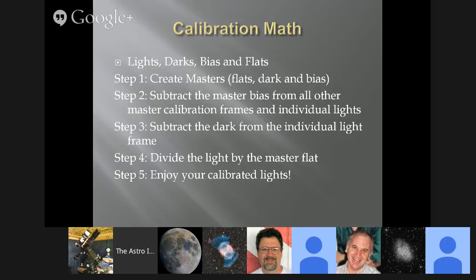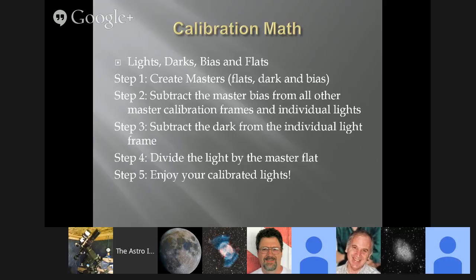And you know what the flat does. The flat fixes uneven illumination, and it also fixes dust donuts. To do that, you actually divide by the flat. If you were to subtract the flat, the math doesn't work out. So you divide the light by the master flat.